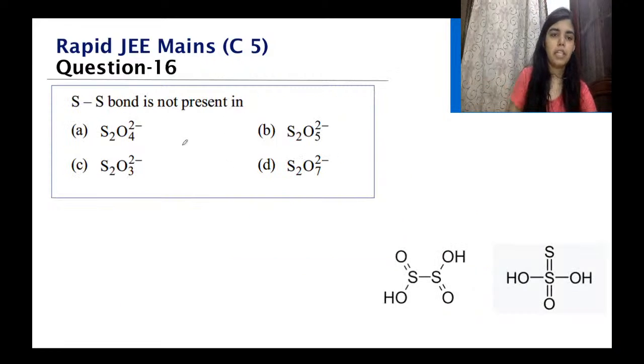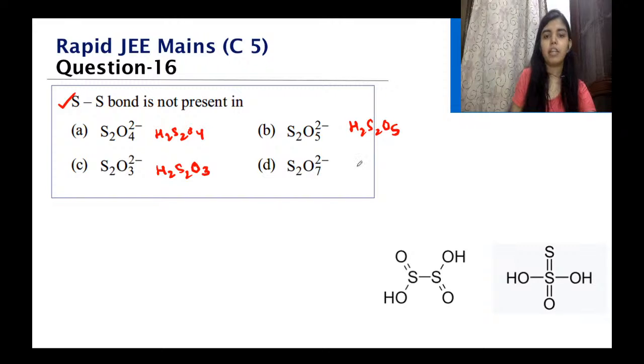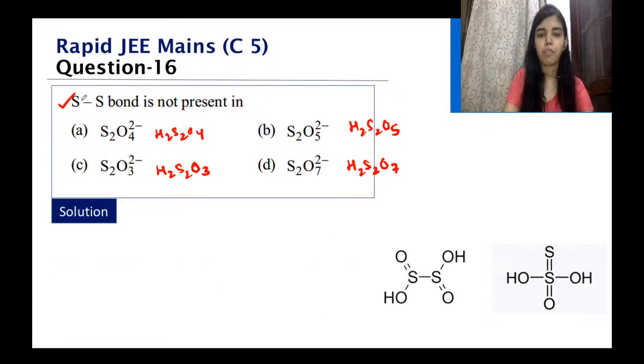Question number 16, sulfur-sulfur bond is not present in. Now this you can write down as H2S2O4. This you can write down as H2S2O5. This you can write down as H2S2O3. This you can write down as H2S2O7. Now we'll draw these structures one by one, and we'll find out in which of the following compounds the S-S bond is not present.